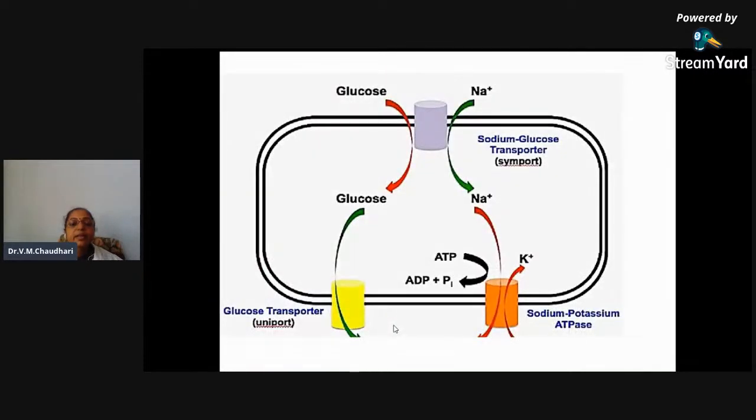So again the increased concentration of sodium ion passes out of the cell by the sodium potassium ATPase. When the sodium ion passes outside, there is a simultaneous intake of potassium ion inside the cell. Okay, and this sodium glucose symporter or transporter transports glucose molecule inside the cell with the sodium molecule simultaneously, which again passes outside the cell.